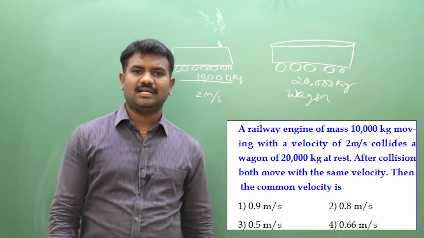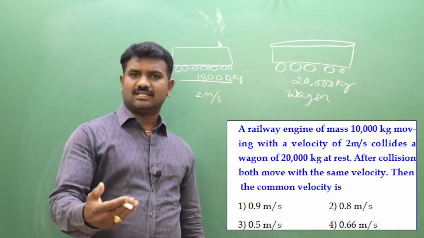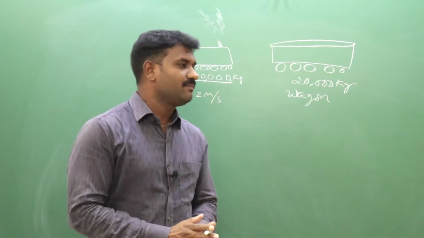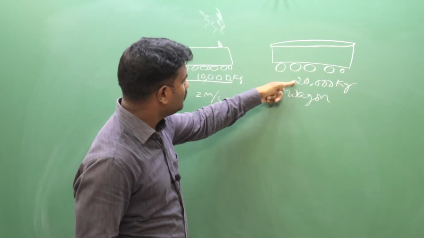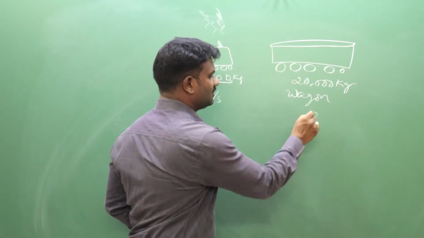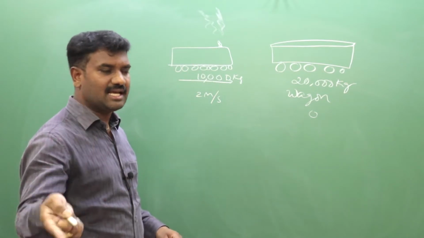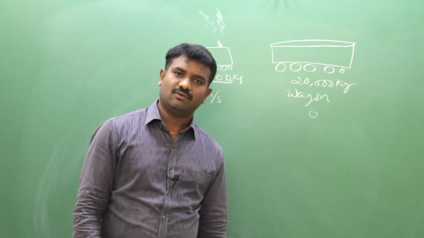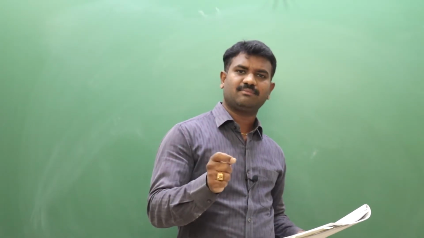In the previous problem only I have discussed about common velocity. Just substitute in that formula. What is our formula for common velocity? m1 u1 plus m2 u2, it's at rest so 0, by m1 plus m2, 10,000 plus 20,000. Simplify, you will get the answer. Over.